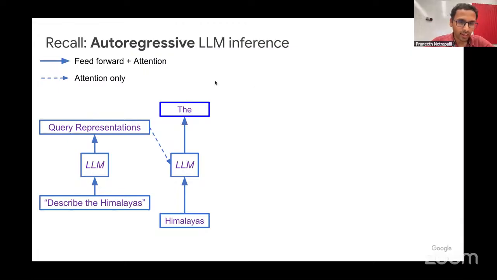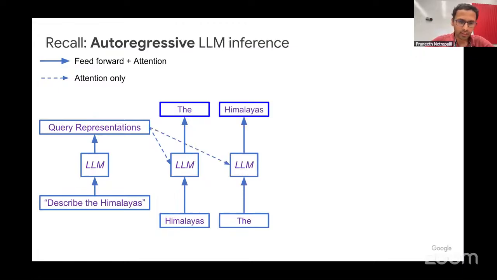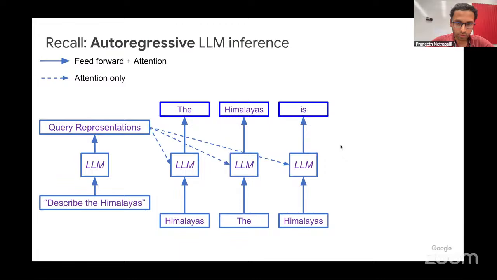So just recalling autoregressive LLM inference. We have this query: describe the Himalayas. It generates some query representations, and these are then used by the attention layers of the model while generating all the future tokens. It takes Himalayas and then produces the next token, and so on.